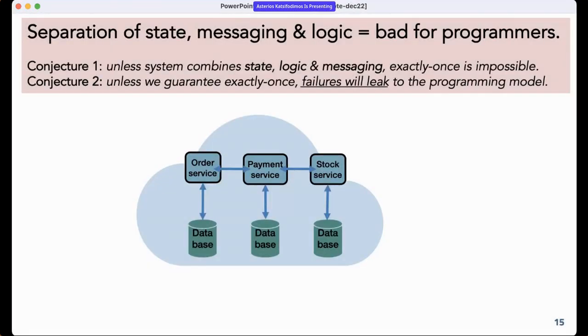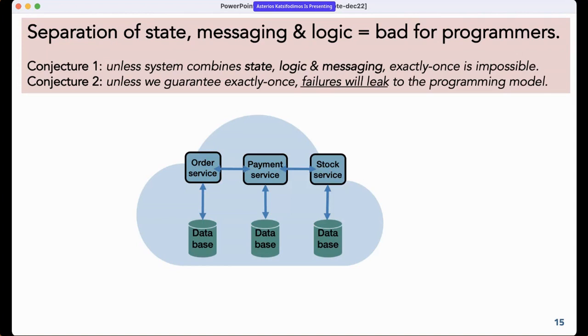So the important thing that I want you to remember from this is that unless a system, and now I'm talking about stream processors of nowadays, let's take the example of Apache Flink, unless a system combines the state, the business logic, and the messaging, exactly-once processing of those messages is impossible, right? We will see exactly how that works in 2 minutes. But keep that in mind. Exactly once is impossible. We don't know any other way to do it nowadays unless we combine state, logic, and messaging inside the same execution engine.